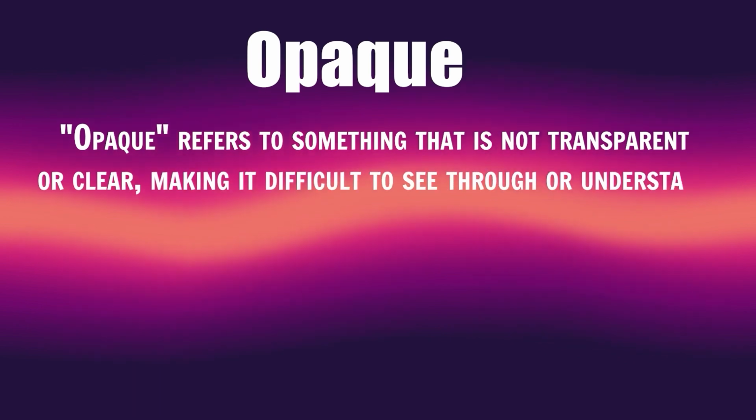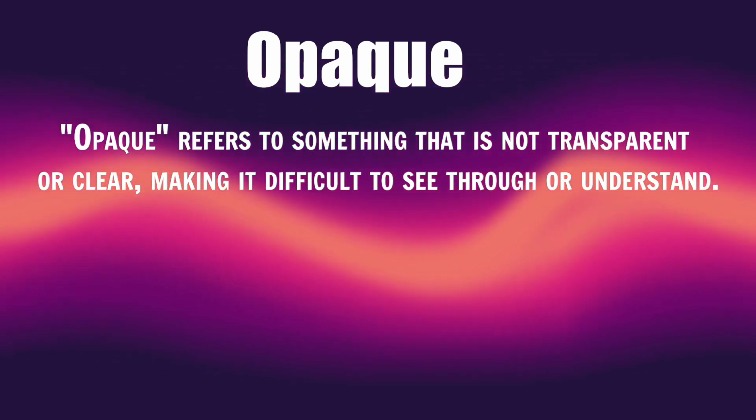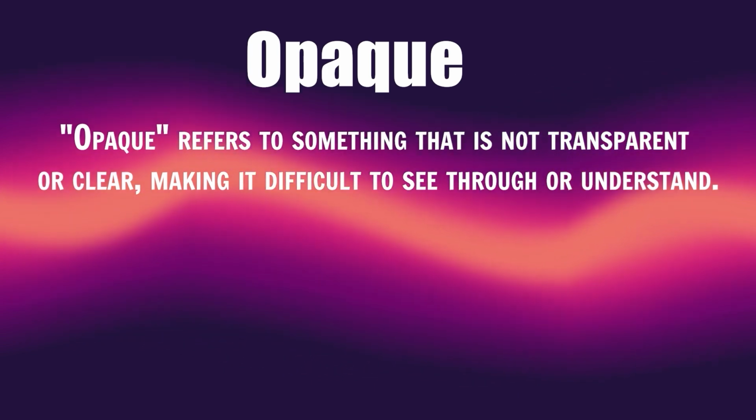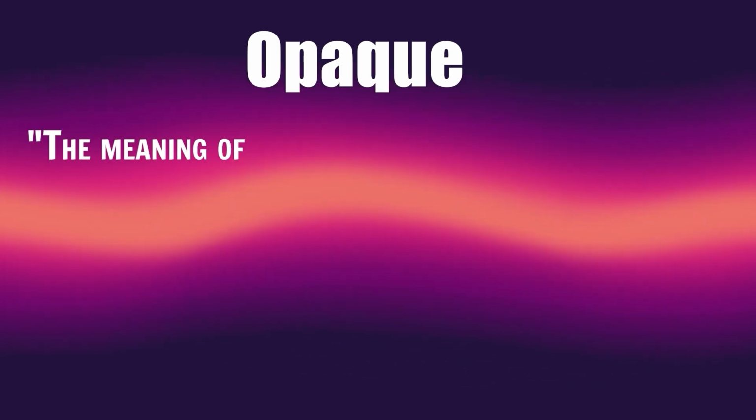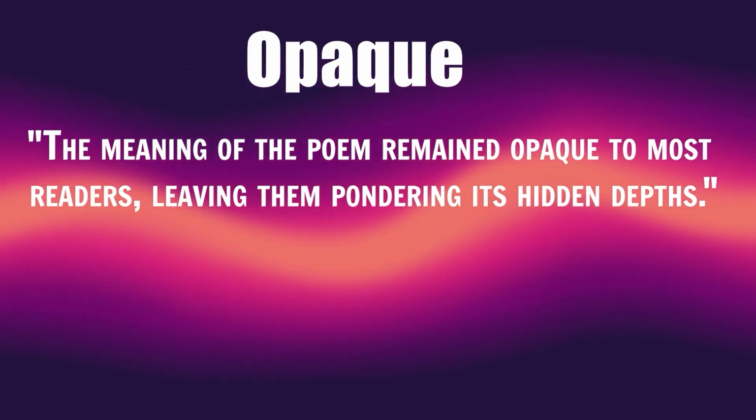Opaque. Opaque refers to something that is not transparent or clear, making it difficult to see through or understand. Here's an example sentence. The meaning of the poem remained opaque to most readers, leaving them pondering its hidden depths.